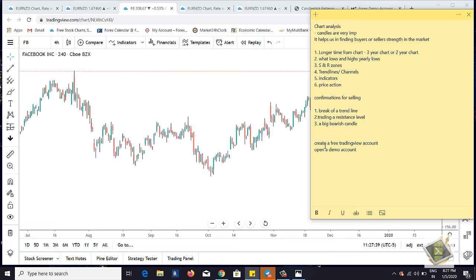You can use any demo account. I have shown you that you can go to multi-bank. I'll write it here, multi-bank. You can open a demo there, or you can choose any other broker, that's fine.